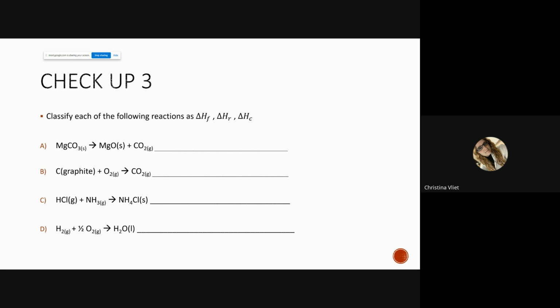So for it to be delta HF, what does it mean it has to happen? Elements to compound. Is that what you observe in reaction A? So that ain't it. Delta HR. In order for a reaction to be allowed to be called a delta HR, reactants have to turn into products. Listen to that again. In order for a reaction to be called a delta HR, reactants have to turn into products.